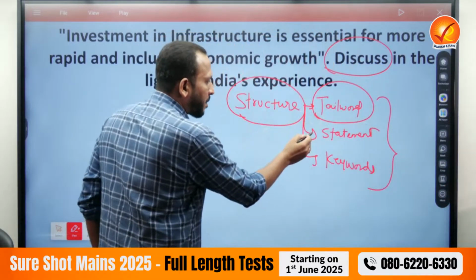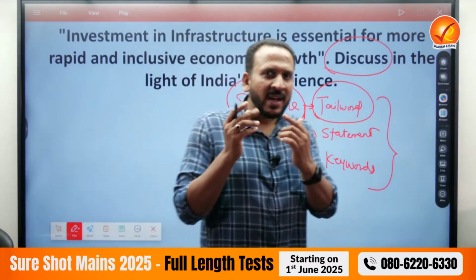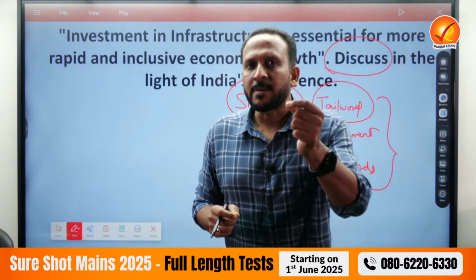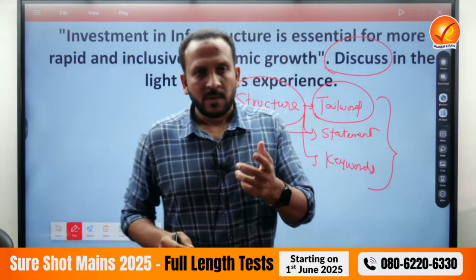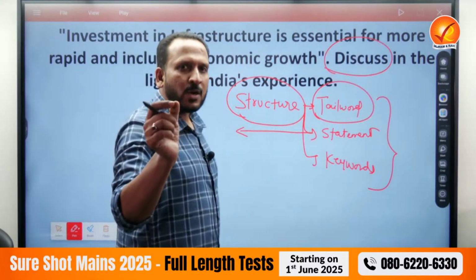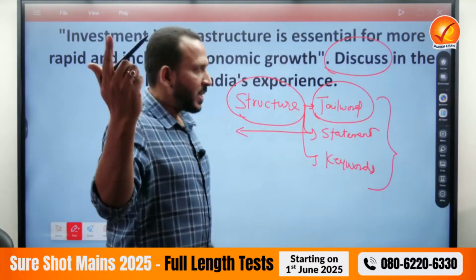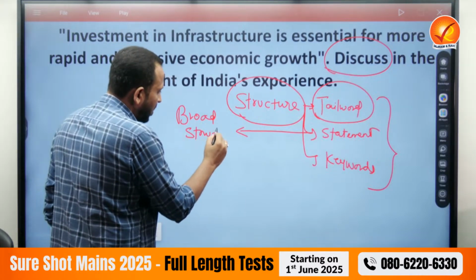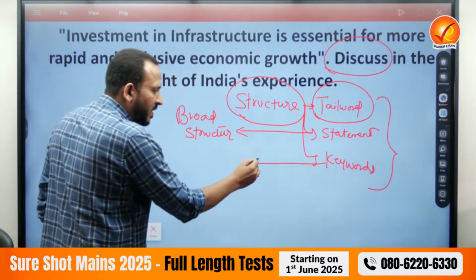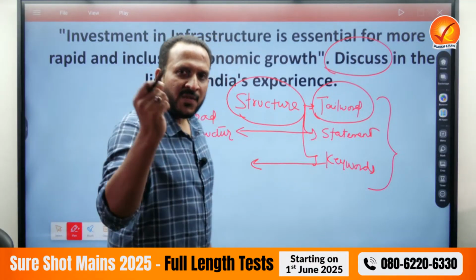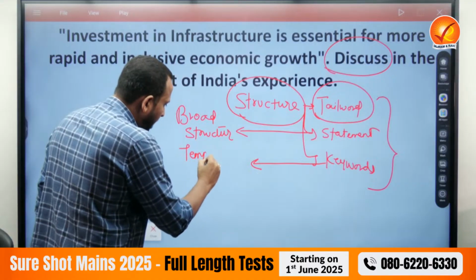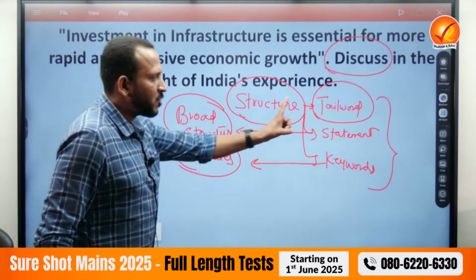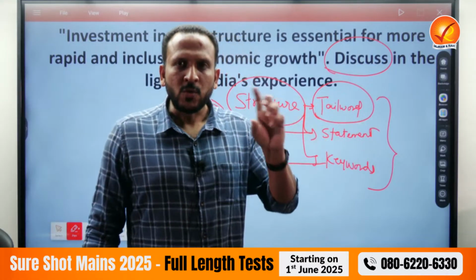Now, what is the purpose of this statement? You have to identify, is there any scope to divide the statement of the question? When we divide the statement of the question, we get the broad structure in the answer. When we identify the keywords, we get the templates in the answer. So for the broad structure, you must identify if there is any scope to divide the statement.